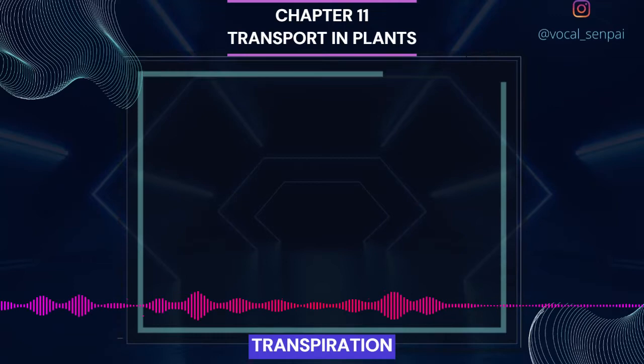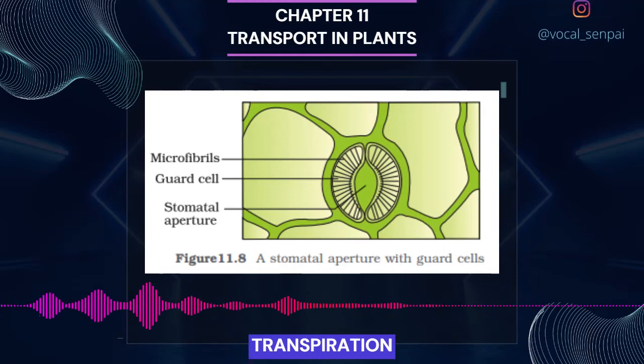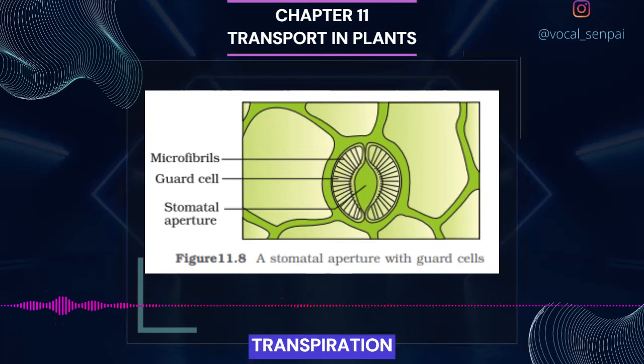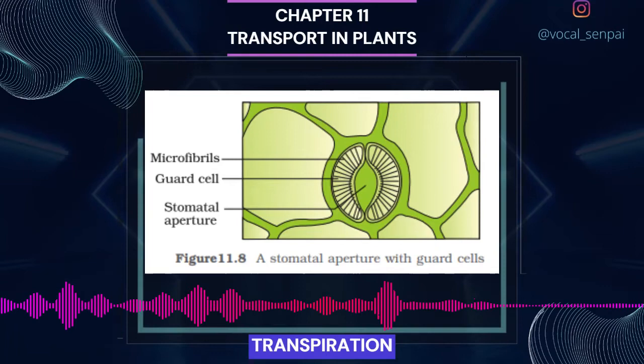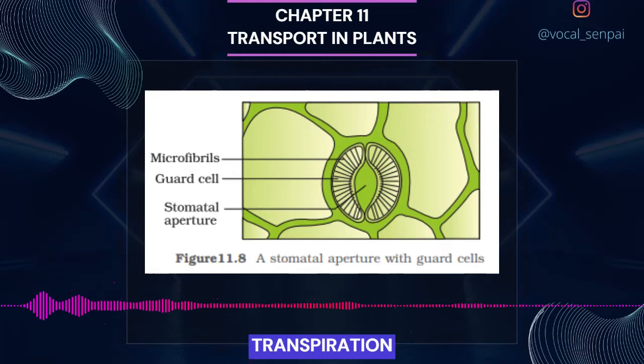Besides the loss of water vapor in transpiration, exchange of oxygen and carbon dioxide in the leaf also occurs through these stomata. Normally, stomata are open in the daytime and closed during the night. The immediate cause of the opening or closing of stomata is a change in the turgidity of the guard cells. The inner wall of each guard cell, towards the pore or stomatal aperture, is thick and elastic.